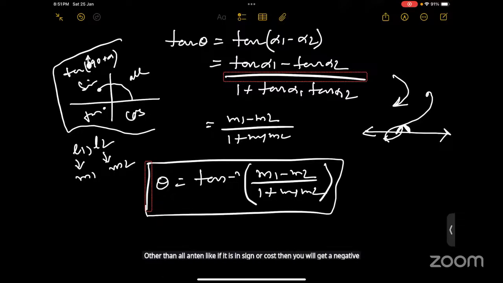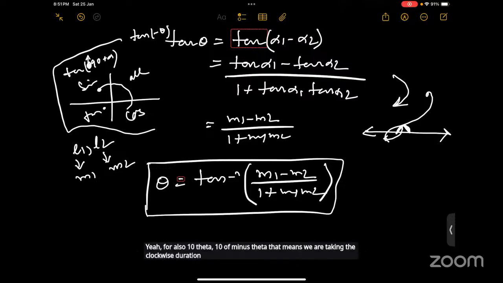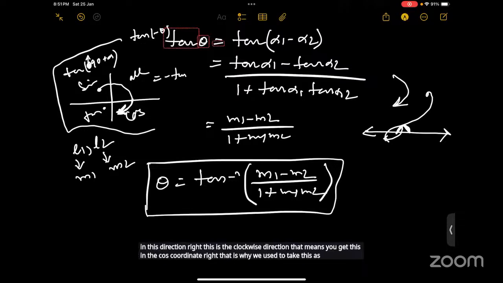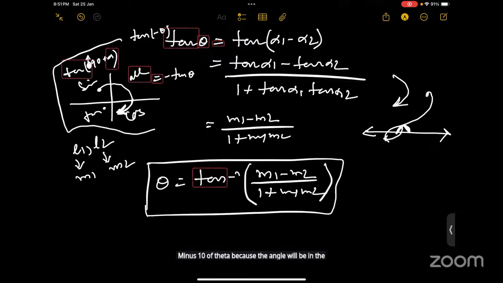Okay, ma'am. Yeah. So for tan of minus theta, that means we are taking the clockwise direction. If theta is the angle, we are taking in this direction, right? Yes, the clockwise direction. That means you get this in the cos coordinate, right? That is why we take minus tan theta, because the angle will be in the coordinate of cos, so this will not be in the coordinate of tan. That is why we take minus. Okay, ma'am. Thank you.